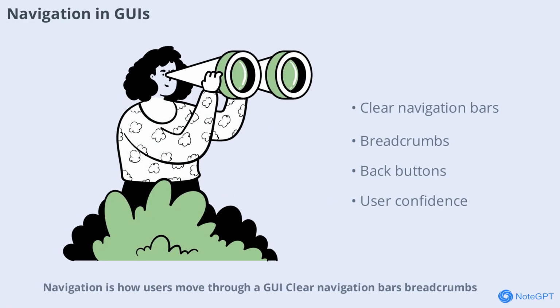Navigation is how users move through a GUI. Clear navigation bars, breadcrumbs, and back buttons help users find their way and avoid getting lost. Good navigation design ensures that users can always return to where they started or move forward with confidence.